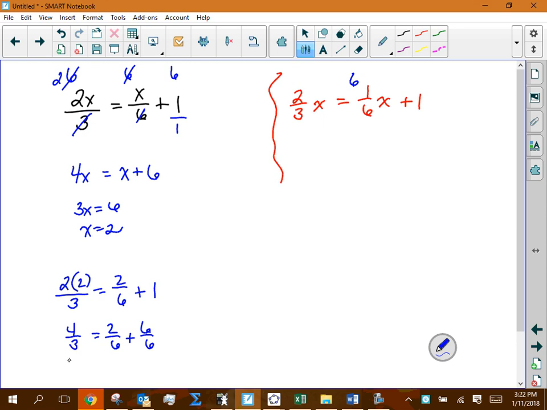So now 4/3 is equal to 8/6, but 8/6 reduces to 4/3, so this is 4/3 equals 4/3, so that is a true statement. That is the right answer.